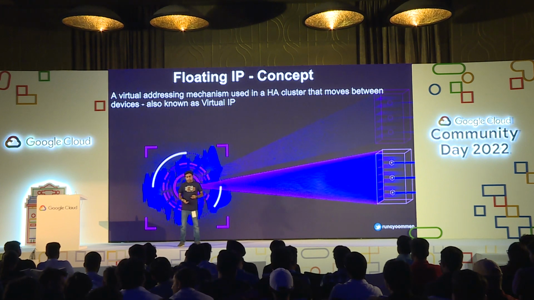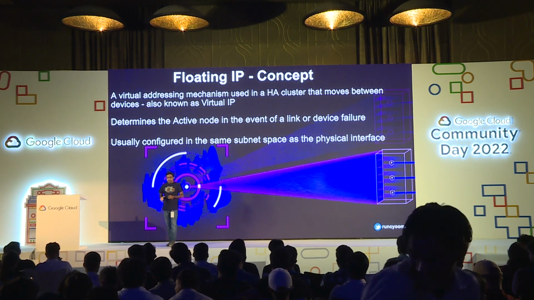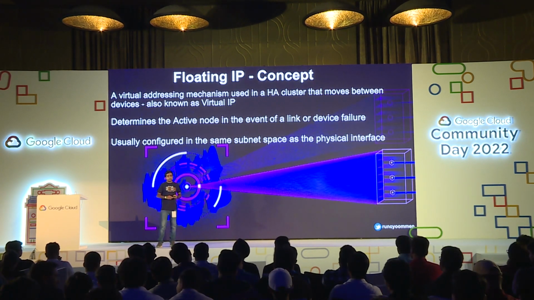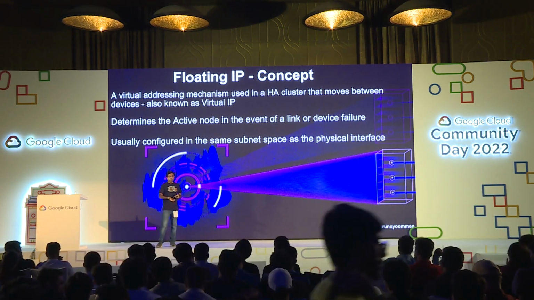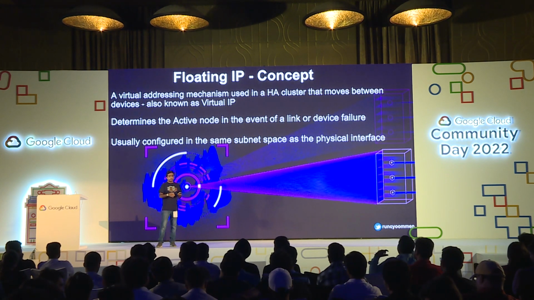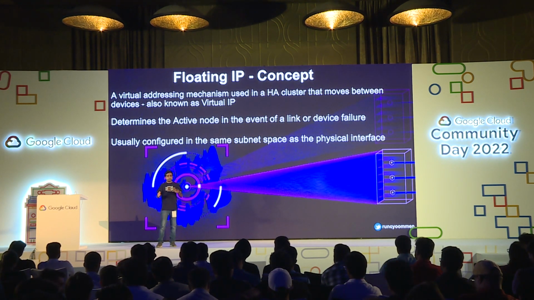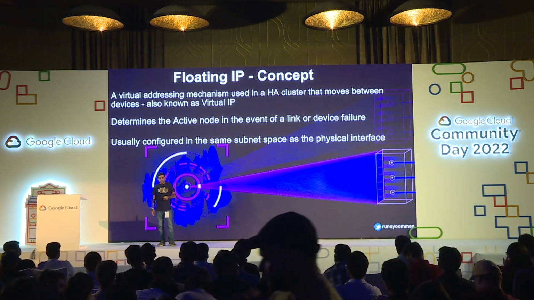So this is a very important concept in terms of HA, because it determines the active node, and it is usually configured in the same subnet space. Because if you are looking at an IP before the network, say 10.5.6.7, a single IP address, I cannot have something like 10.1.2.3, because these are 2 different subnets. But effectively, you can keep networking between them, but usually it should be in the same subnet space.